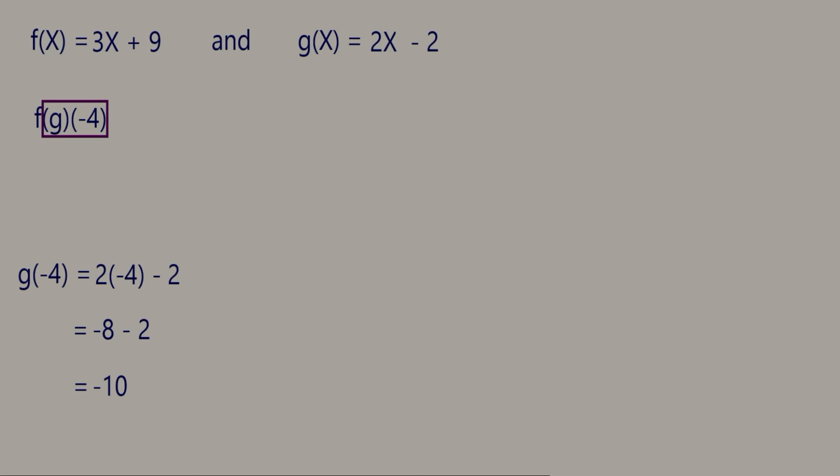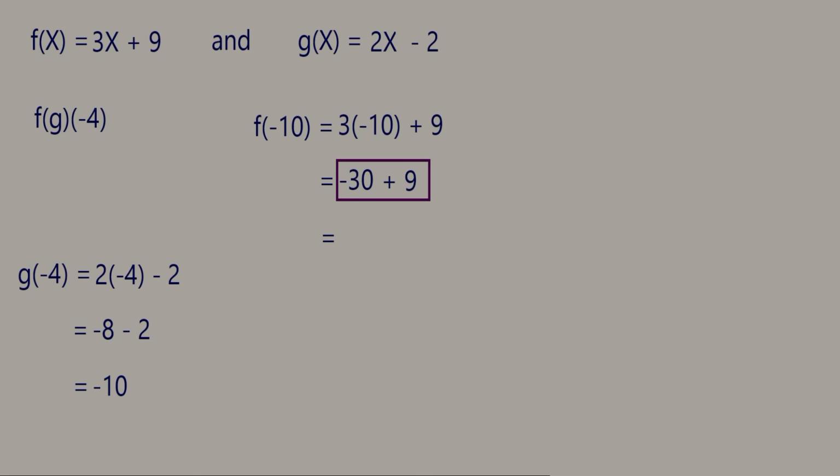Since minus 10 is the answer, 3 times minus 10 gives minus 30. Minus 30 plus 9 gives minus 21. And that's the final answer.